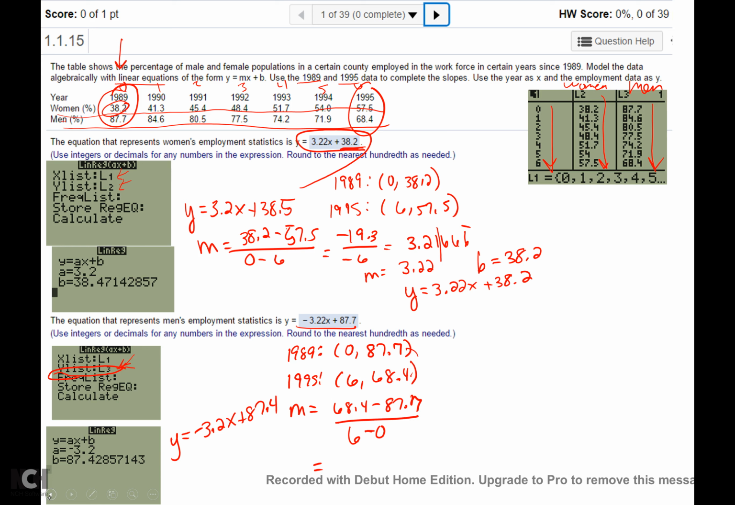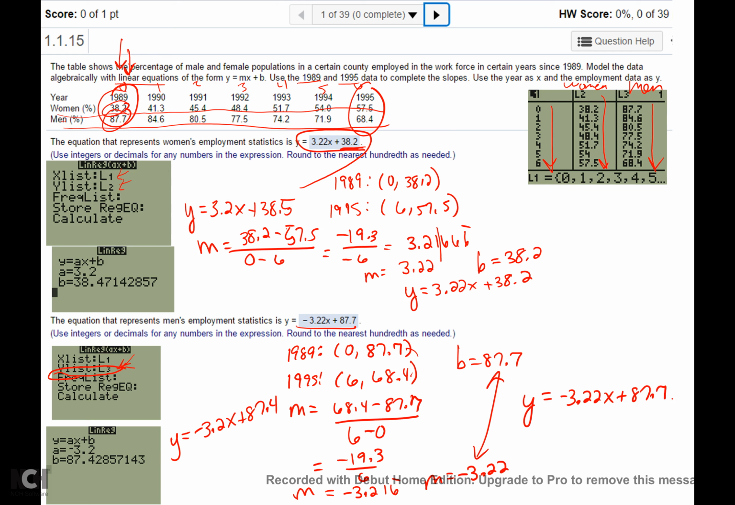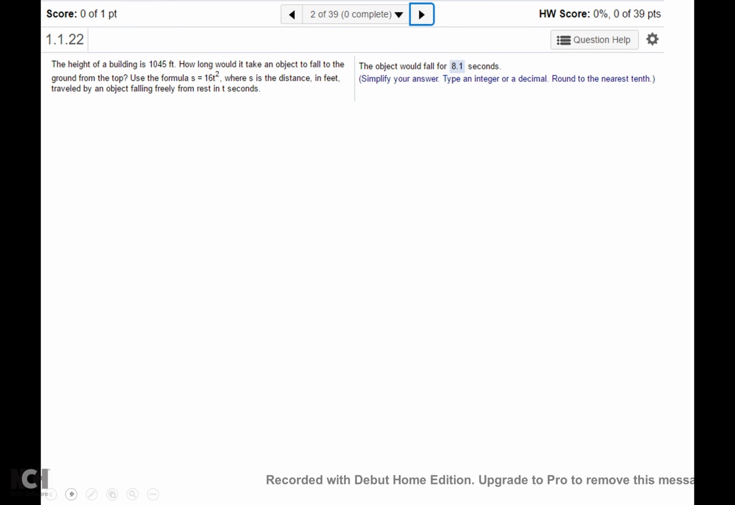All right, so I have 68.4 minus 87.7, and I get negative 19.3 divided by 6, and I get negative 3.216 repeating, which gives me my slope of negative 3.22 if they round. And again, this is your zero, which is your y-intercept, so b is 87.7. So with that m and that b, my equation becomes y equals negative 3.22x plus 87.7.